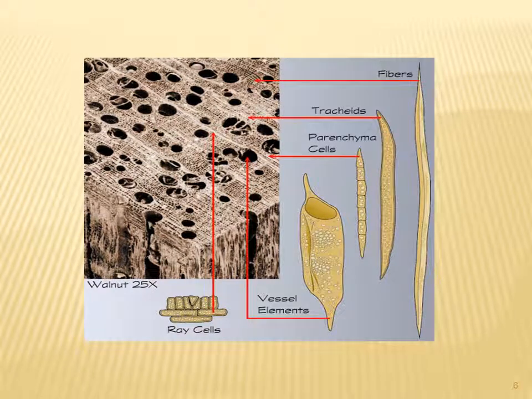In this diagram, I am showing you the wood of the walnut tree that is comprised of fibers, tracheids, parenchyma cells, vessel elements, and the ray cells. And we can clearly see that fibers are the most elongated cells of the wood.